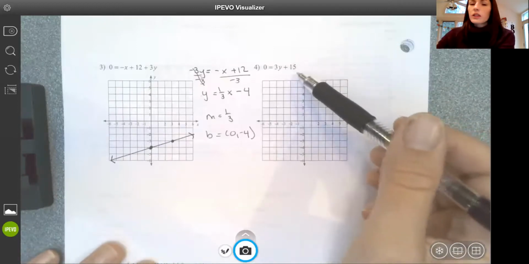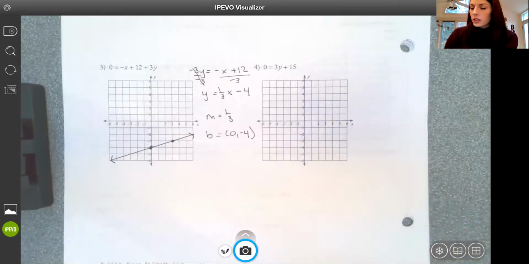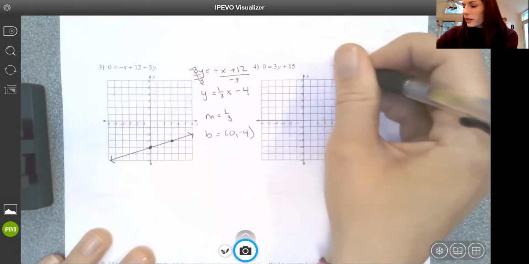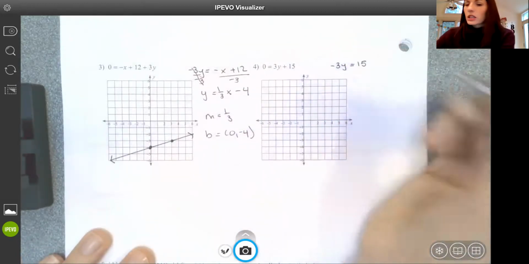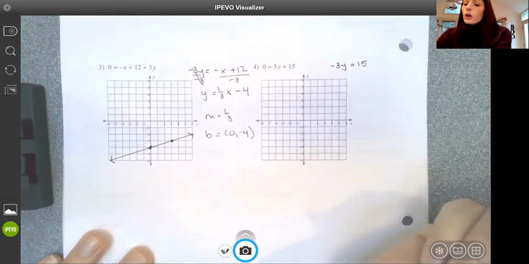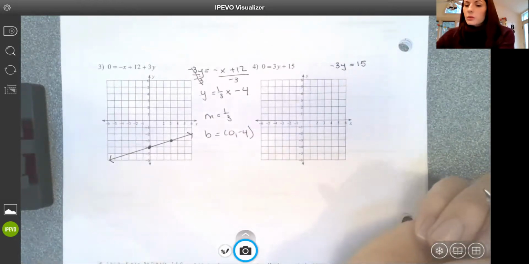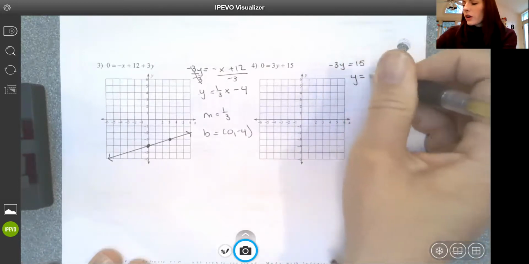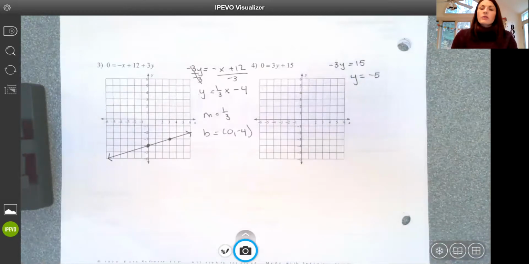So when I go to rewrite this, first of all, what's something I could do to get started on rewriting that equation? I could, again, move this 3y over. So if I subtract 3y, now I have -3y equals 15. Or I could subtract 15, exactly, same idea. And then if I divide by -3, now I have y equals -5.